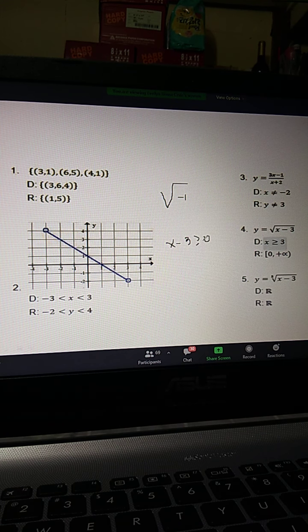Ma'am, why greater than or equal to 0? Because this is always positive already. 0 is not negative. Greater than 0 are already positive. So, in short, naiwasan na natin si imaginary. Okay? So, by doing so, we found out that x is greater than or equal to 3.